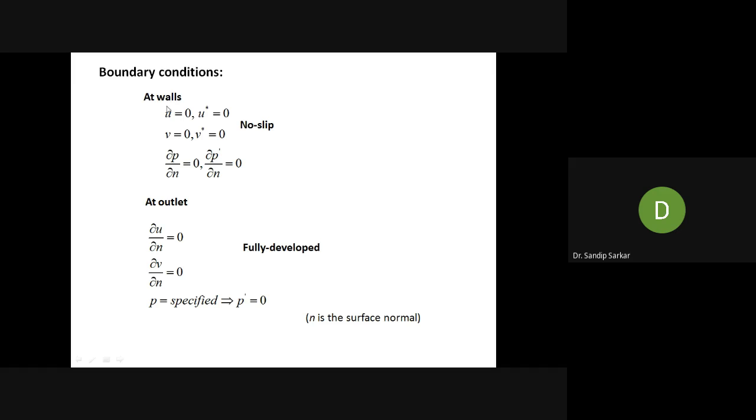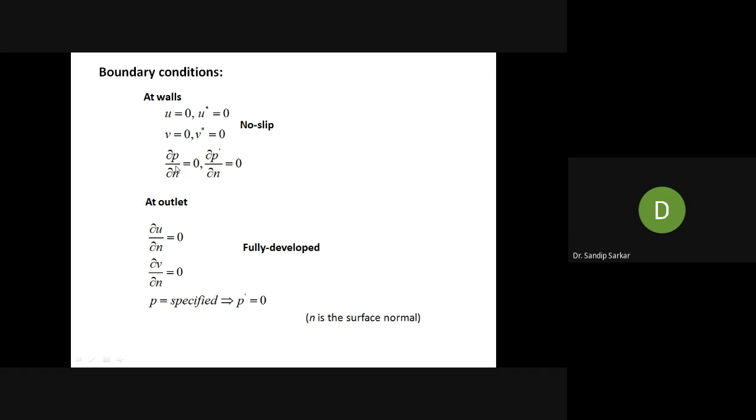At the wall, you have no slip boundary conditions for the velocity, that is U equal to 0, V equal to 0. Similarly, you also have to prescribe U star equal to 0, V star equal to 0. That means the predicted values of the velocities will also satisfy the no slip boundary condition at the wall.